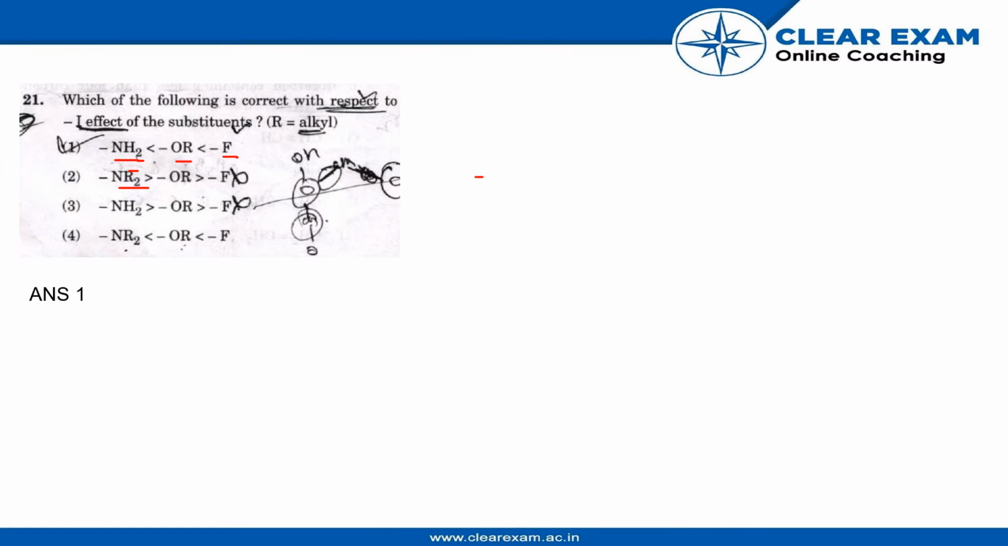So out of these four compounds, minus NH2, minus OR, F, and NR2. Out of these four, the most electronegative is F. So it will have the greatest minus I effect. After that, oxygen also has higher electronegativity.